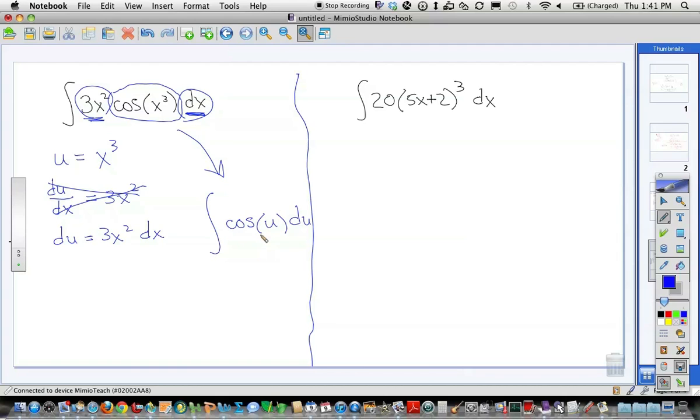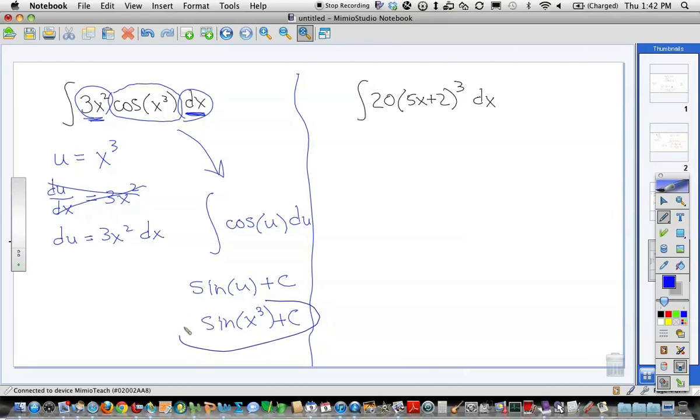Well, now look, that's an easy integral to do. I need the antiderivative of cosine u. du means with respect to u, right? And so that's a very important piece of this. Well, what's the antiderivative of cosine? Sine u plus c. And what do you suppose I do at my last step? Substitute the u back out and put the x cubed in its place. And I get sine of x cubed plus c.